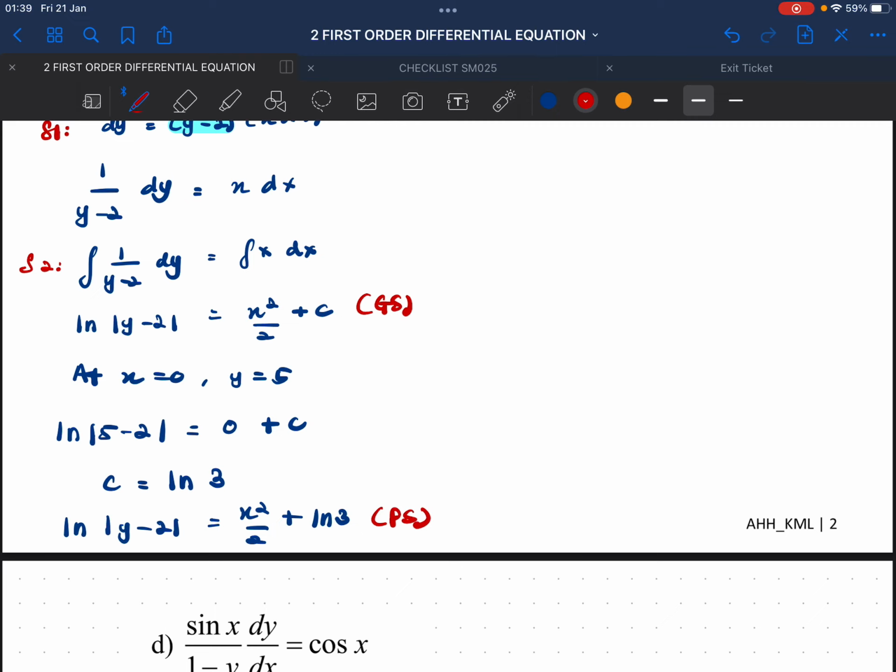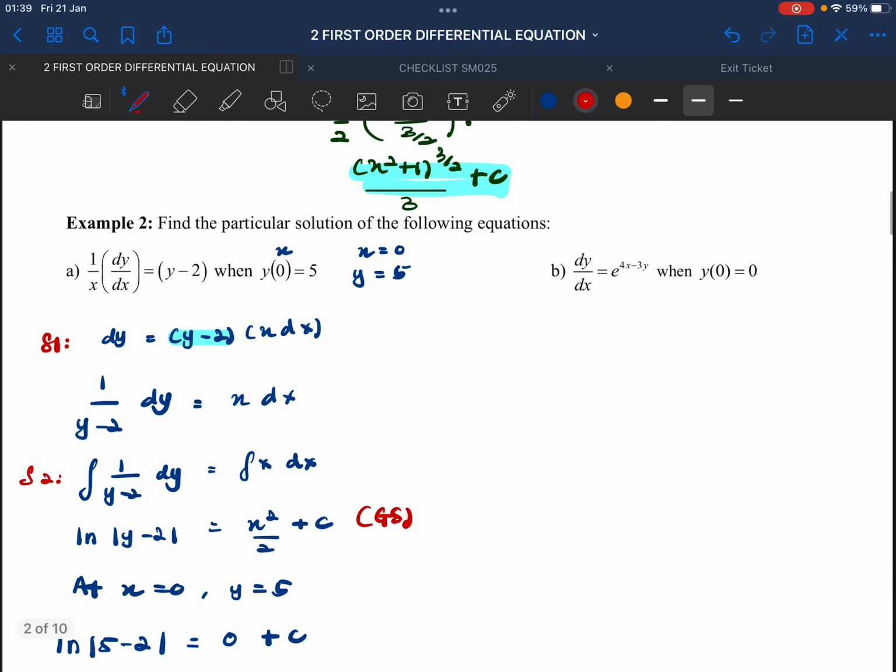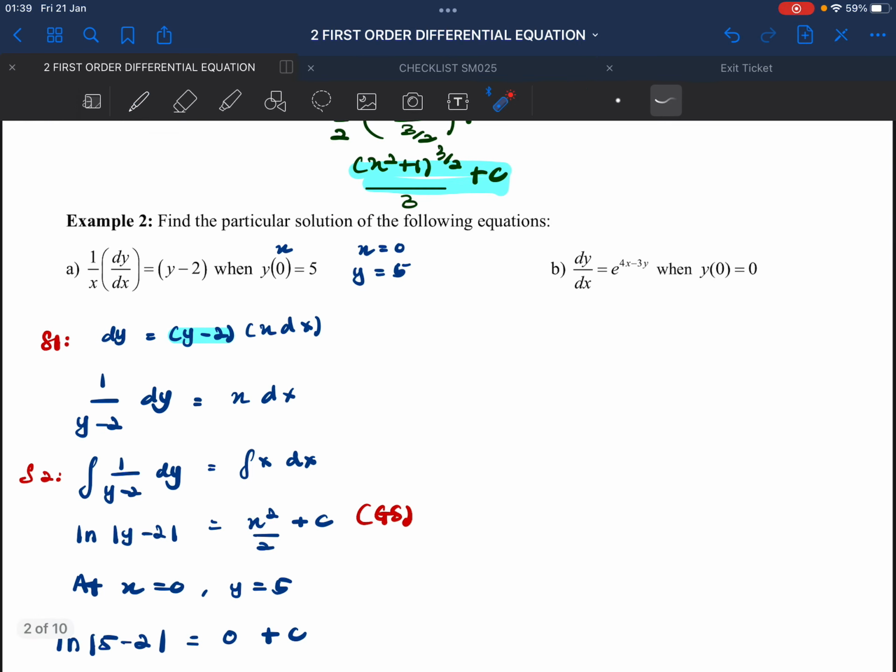Okay, so very simple. Let's go straight to the second example. We have dy over dx equals exponent 4x minus 3y. As you can see here, in exponent 4x minus 3y, the power has x and y. So what we can do to separate this is by using your index rule.